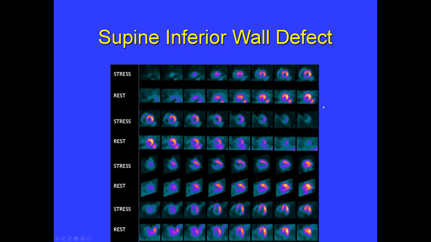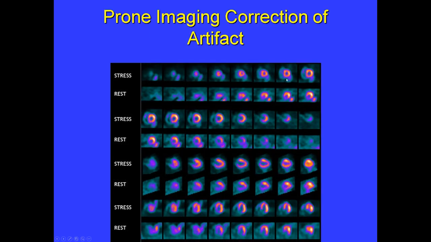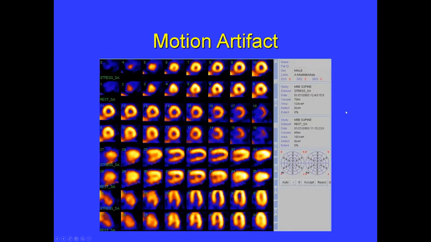But this patient was turned over and imaged in the prone position, and we can see that inferior wall defect completely disappears at stress, indicating that it is completely normal, and therefore that defect we see at rest is really more of a component of artifact.